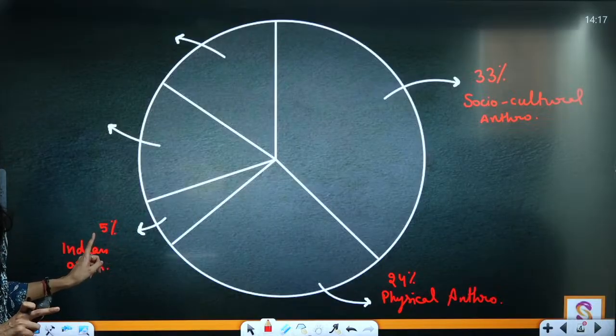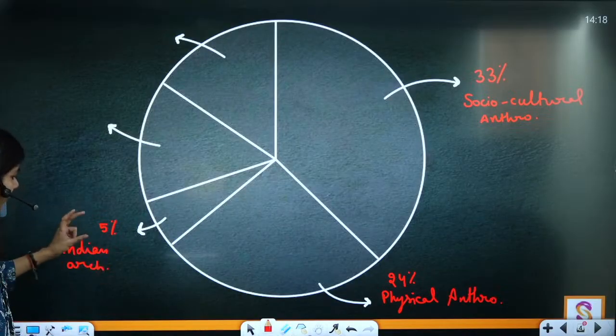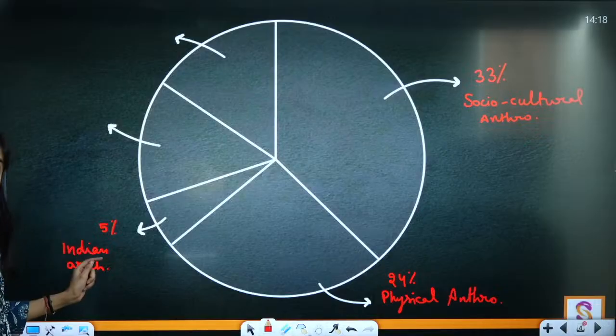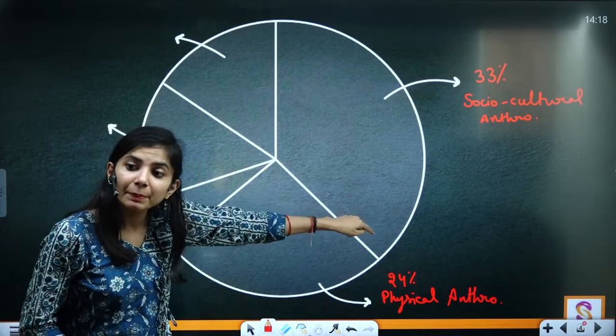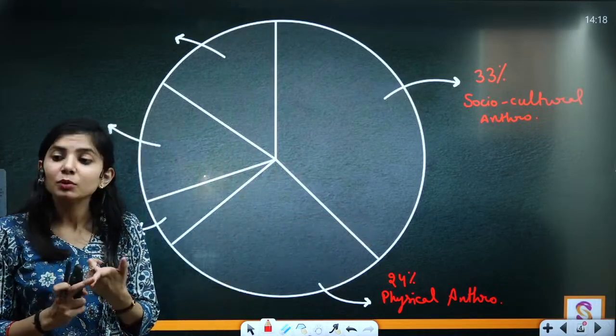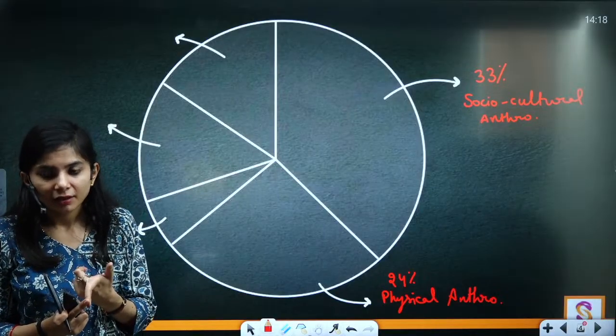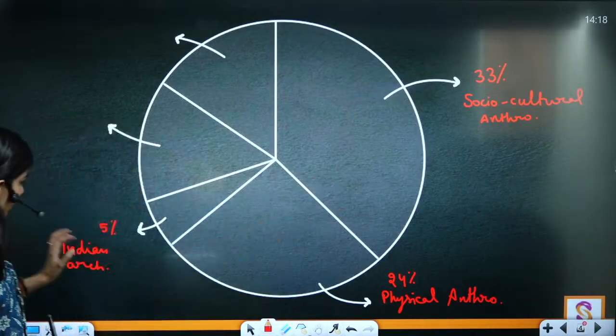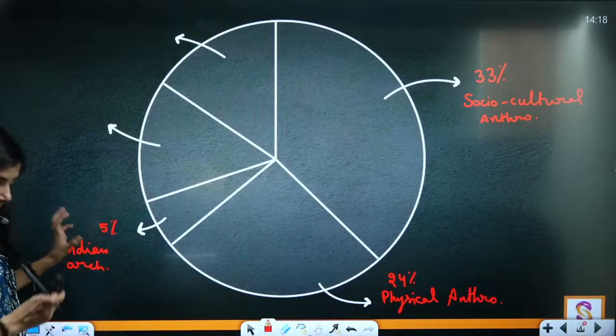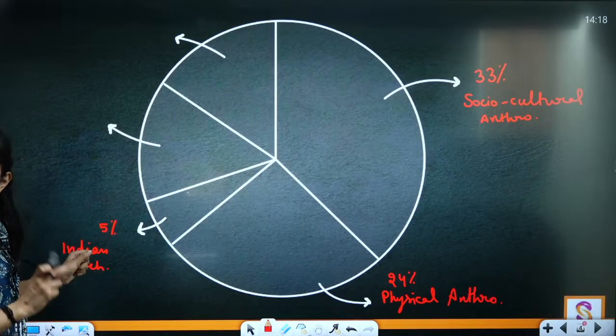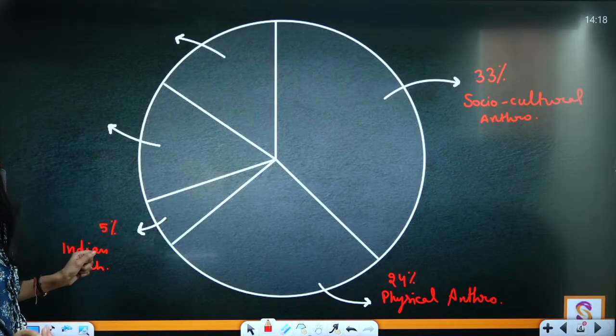This thing you know already. Now this Indian archaeology part is also being asked in the paper 1. Reason? Because there is one unit 1.8. Fine. It means that this part is going to be something where we have to pay attention, because UPSC has changed their trend.